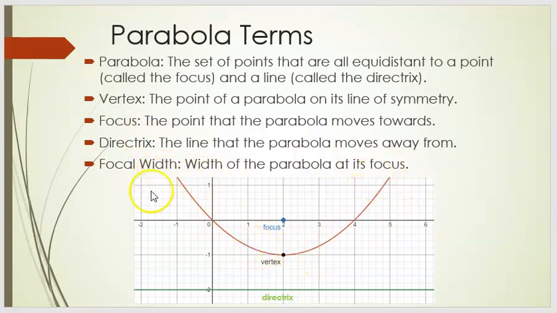And then the last term we want to recognize is the focal width. If I asked you how wide is the parabola across, well, the distance varies based on where you're looking at it. So the way we agree to describe the width of a parabola is by describing its width specifically through that focus point itself. So in this case, the focal width is 4, as an example.